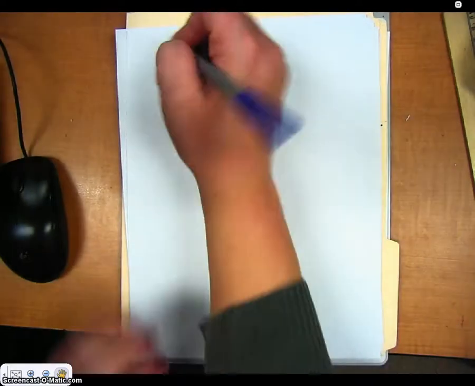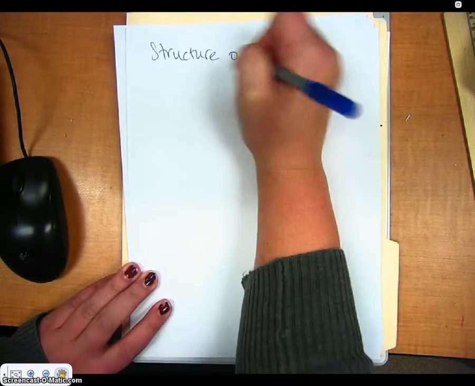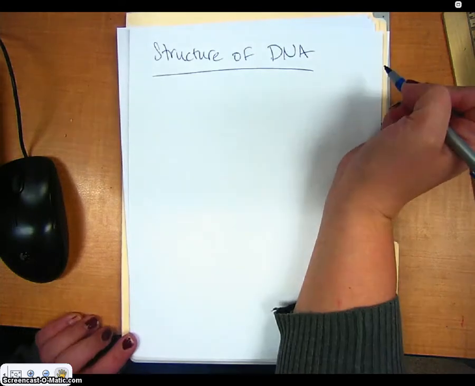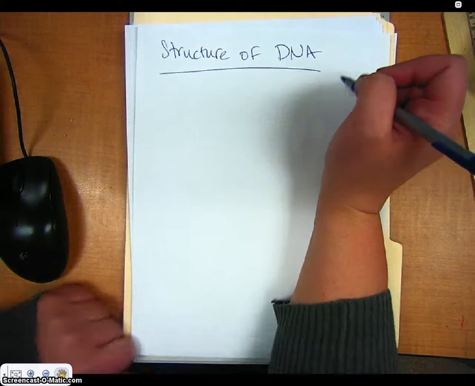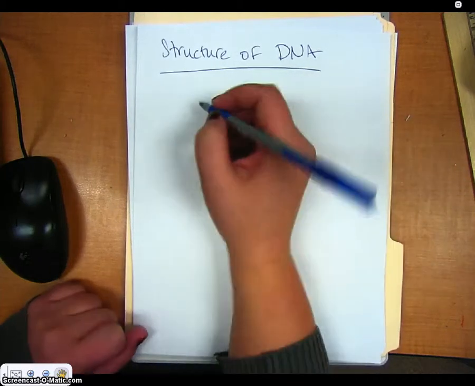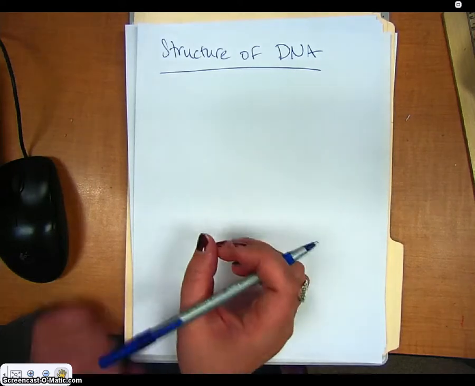So in this video, I'm going to review the structure of DNA so that we can use it to then more fully describe DNA replication and then look at transcription and translation. So remember that DNA is made up of base units called nucleotides, and it has an anti-parallel double helix arrangement.